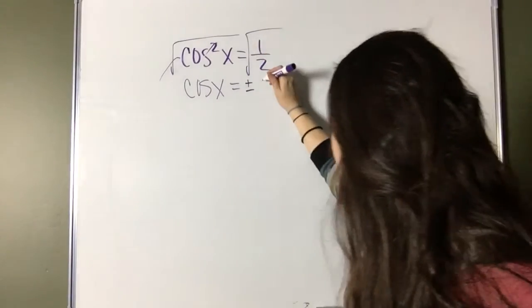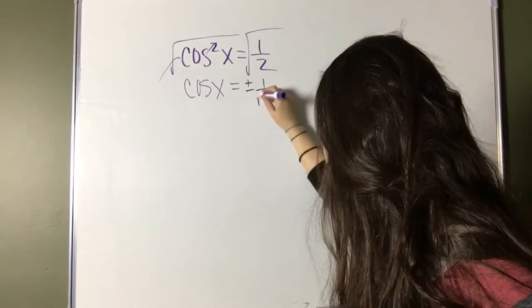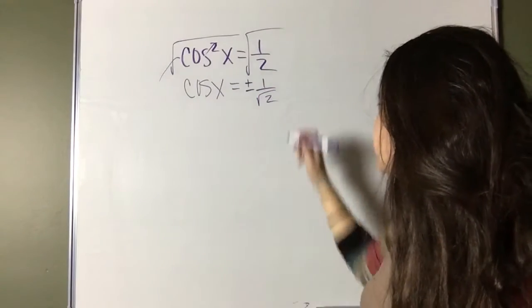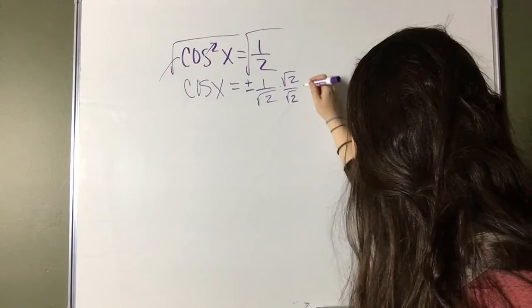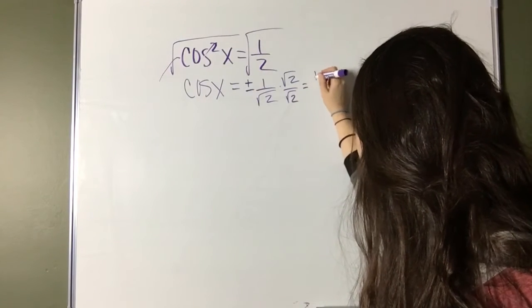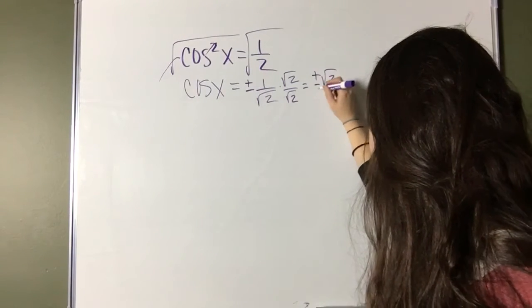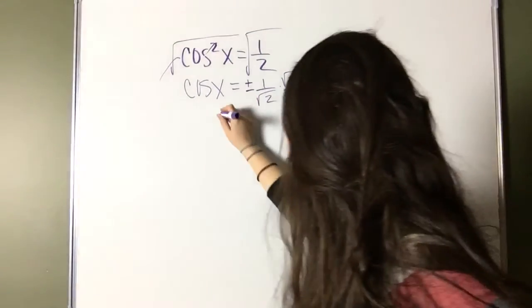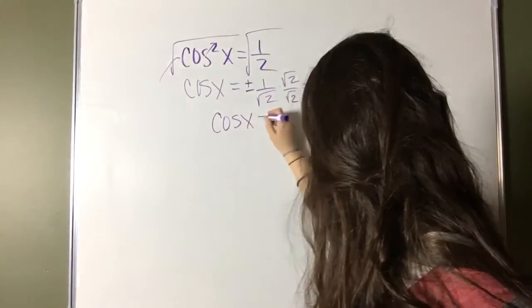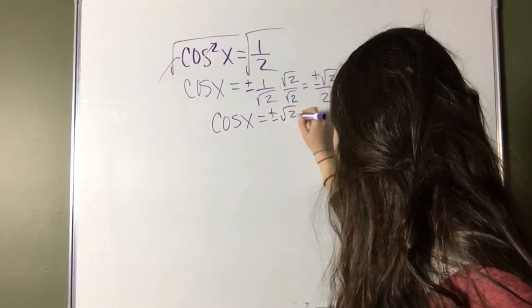So plus or minus, how can we simplify this? The square root of 1 is just 1, and then the square root of 2. If we rationalize this, multiply by square root 2 over square root 2, we get plus or minus square root 2 over 2. Okay, so what we're trying to find out is where cosine is equal to plus or minus square root 2 over 2.